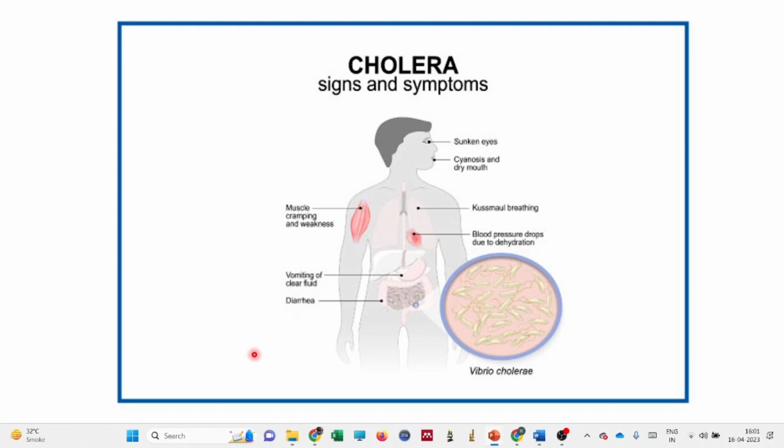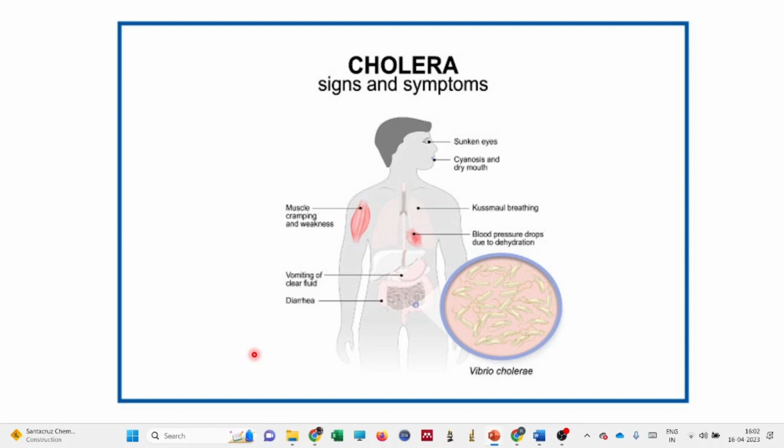In severe cases, cholera can actually lead to shock and even death within hours if left untreated. However, with proper treatment, including oral rehydration therapy and antibiotics, most people with cholera recover within a few days. In addition to proper medical treatment, preventing the spread of cholera requires improvements in sanitation, access to clean water and hygiene practices, which are still not available in many parts of our country, as well as in many rural areas.